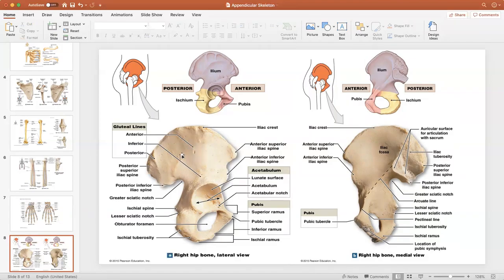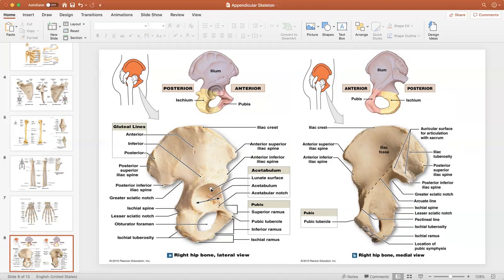And then we have gluteal lines. So this is where the glute muscles attach. Okay? Again, where there's stress from the muscle, more bone is laid down. So you see ridges or tuberosities or tubercles or something. So we have the anterior, inferior, and then posterior gluteal lines. And then the ilium also makes up the superior aspect of the acetabulum.